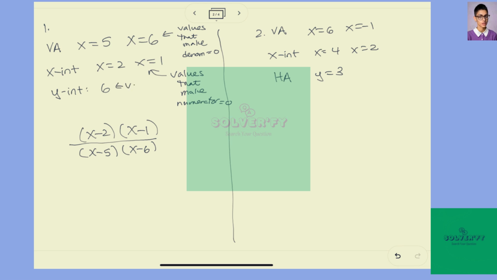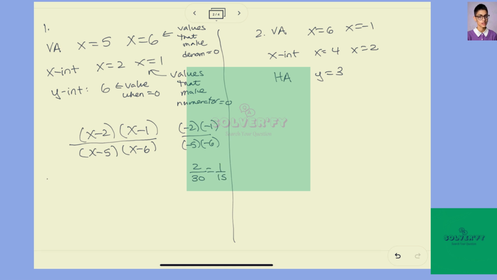Y-intercept, that's the value when x equals 0. So let's put in 0 and see what we're going to get. Negative 2 times negative 1 over negative 5 times negative 6. So right now, my y-intercept is going to be 2 over 30 or 1/15.